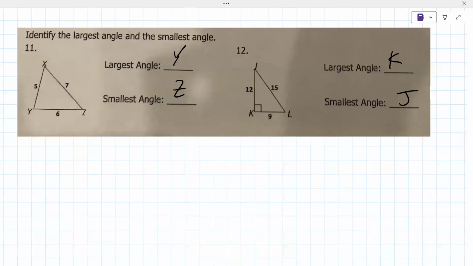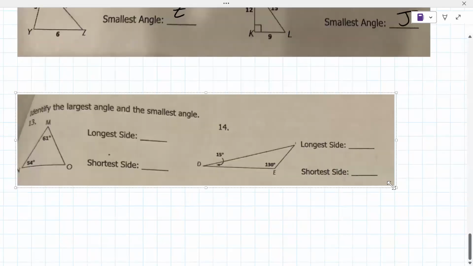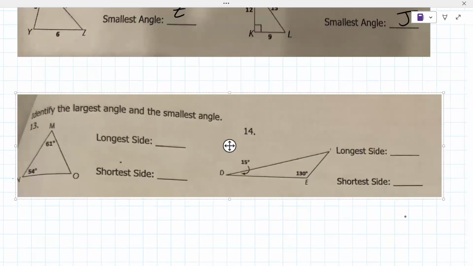Okay, great. All right, so we're on to the last page here. More of the same. So you should definitely be able to do these next two. So go ahead and work those out for me. Let me know what you come up with. You do have to find the missing angle measure in both of them. That's a hint if you need it.